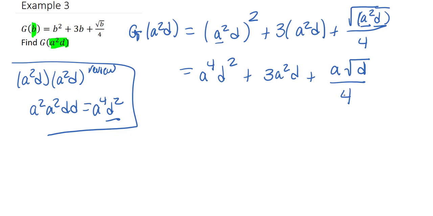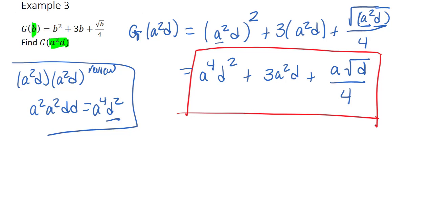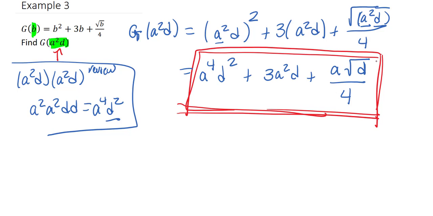Now we look to see if we have any common terms to see if we can simplify further. We see that they're all three very different terms, so we can't do any more. This is actually our answer when we evaluate this function. When we evaluate this function at a squared d, we get this. Just because it's really large and we didn't simplify further doesn't mean it's not the right answer. This is our right answer because there's nothing further to simplify.